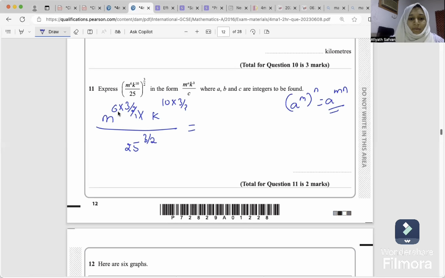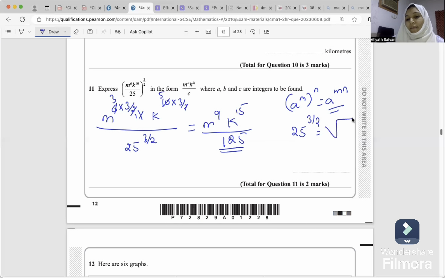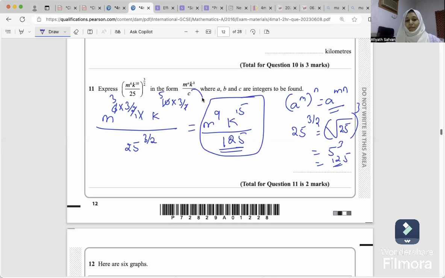So I can simplify here. 2 ones are 2, 3 twos are 6... so m to the power 9, into k to the power 2 fives are 10... 5 threes are 15, whole divided by 25 to the power 3 over 2. 25 to the power 3 over 2, which is 125. Actually, 25 to the power 3 by 2 we can also write as the square root of 25 to the power 3, which is 5 cubed, which is 125. So your final answer is going to be in this form, which is the same as the given form.